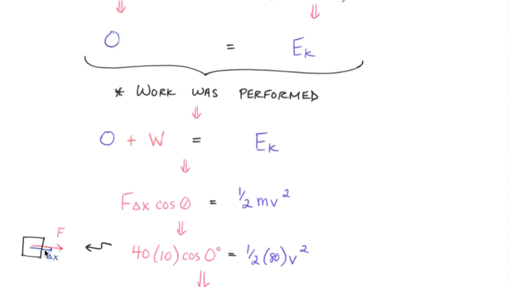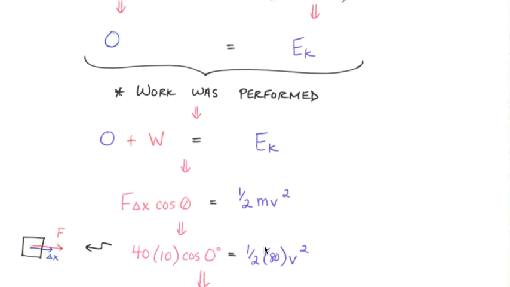I drew a quick diagram here to show you that the displacement is to the right and the force from the man is to the right. If I overlay these on top of one another, I get an angle of 0. There's no angle between these two. So the force I was given in the problem, 40 newtons, times the total displacement, which was 10 meters, times the cosine of 0 must equal 1/2 times the mass, which is 80, times the velocity squared.